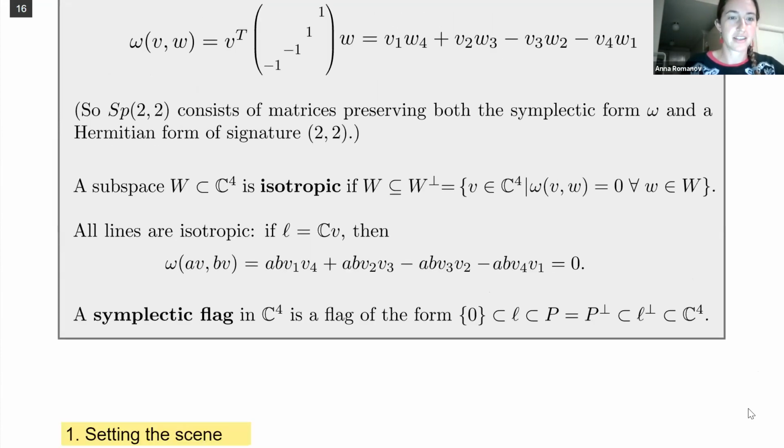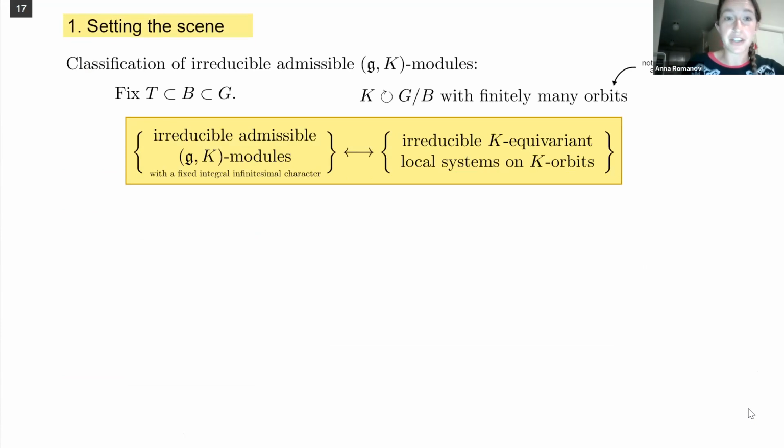Okay. And that was just a bit of a digression. So back to where we were before this. I told you that we were interested in a certain class of representations, admissible GK modules. And it turns out that these have a nice classification. And the classification goes as follows.